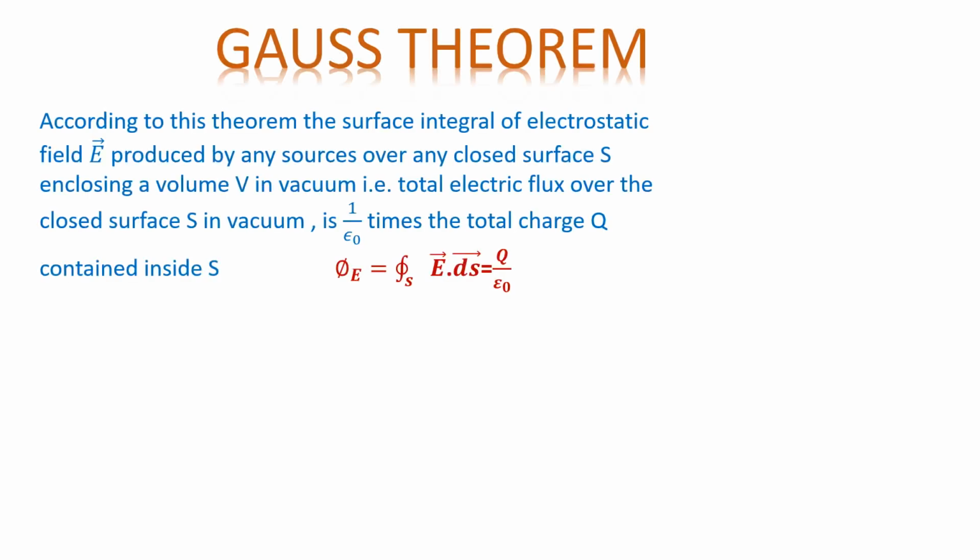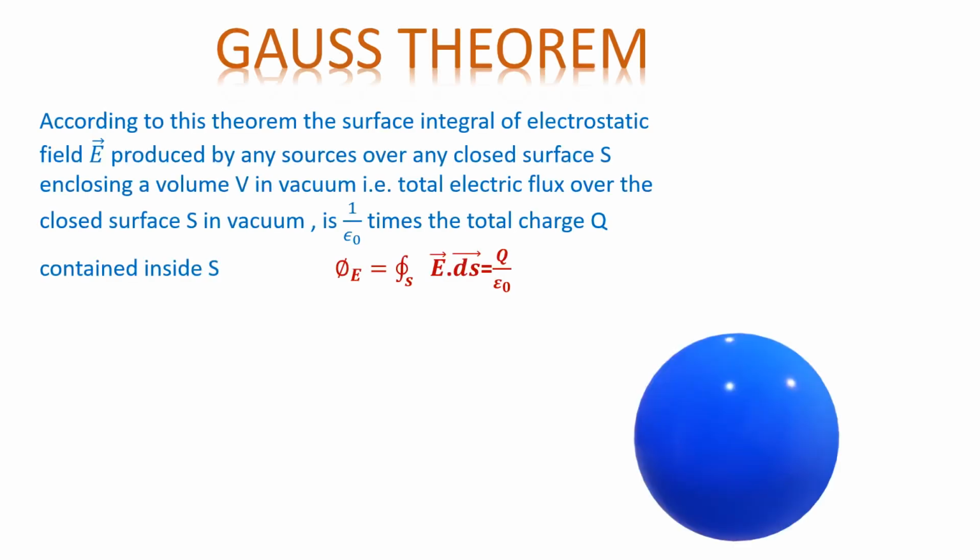So according to this theorem, the surface integral of electric field produced by any source over any closed surface S enclosing a volume V in vacuum, that is, the total electric flux over the closed surface S in vacuum, is 1 upon epsilon naught times the total charge Q contained inside S. Total electric flux, that is, surface integral of E dot ds.